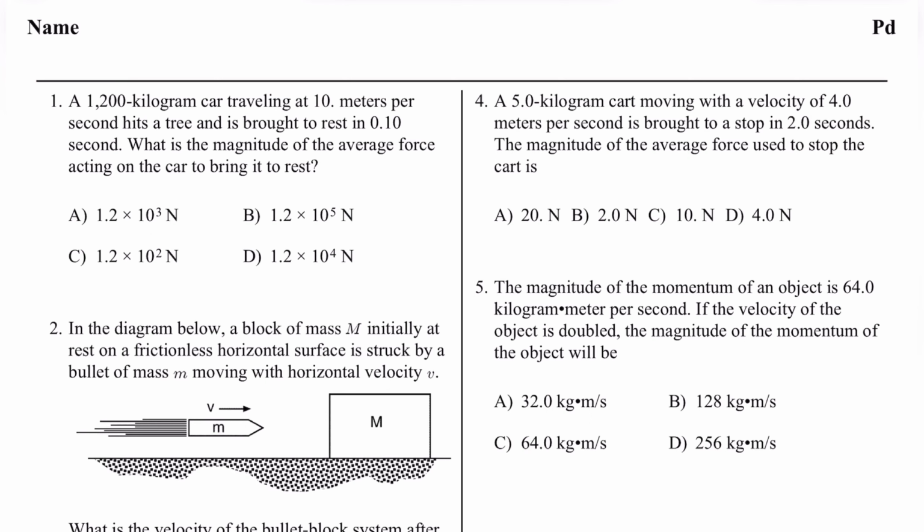Number 1. A 1,200 kilogram car traveling at 10 meters per second hits a tree and is brought to rest in 0.1 second. What is the magnitude of the average force acting on the car to bring it to rest?